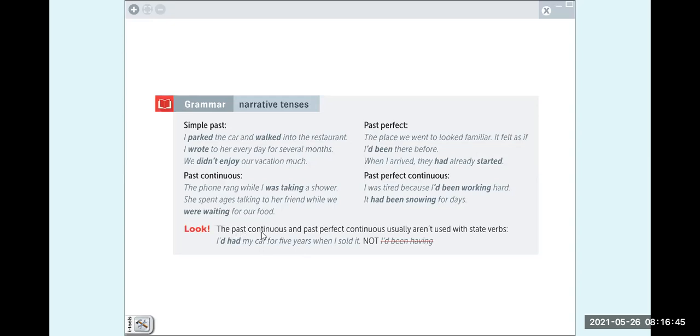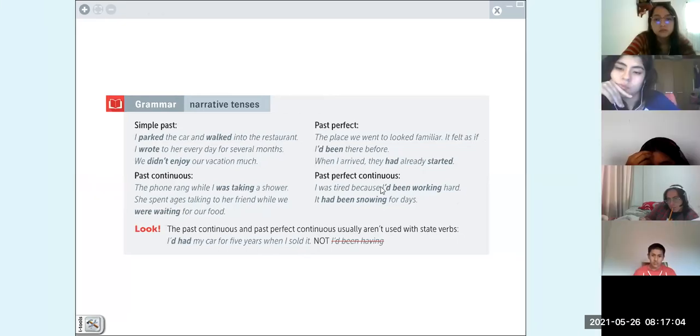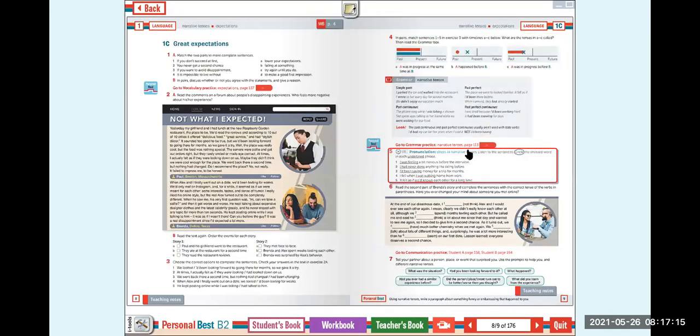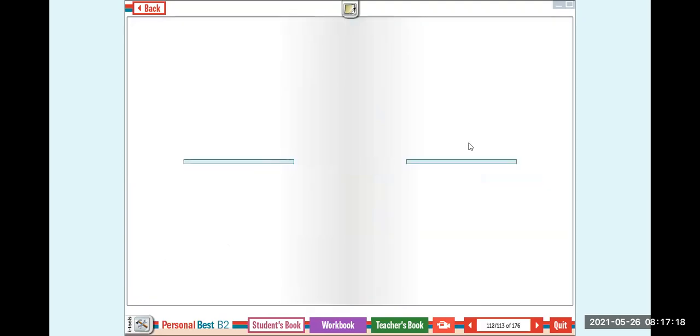It says, the past continuous and past perfect continuous usually aren't used with state verbs. Remember that we don't use continuous tenses for state verbs. So the same here. We generally don't use state verbs with continuous tenses, with past continuous and past perfect continuous. Okay? So let's practice a little bit more the narrative tenses on page 113.